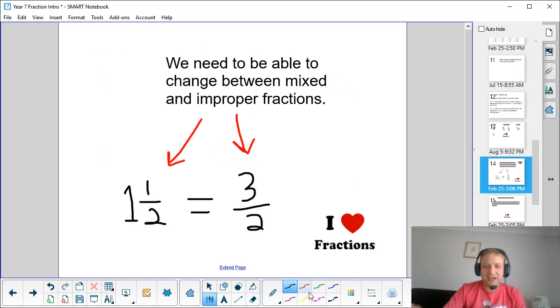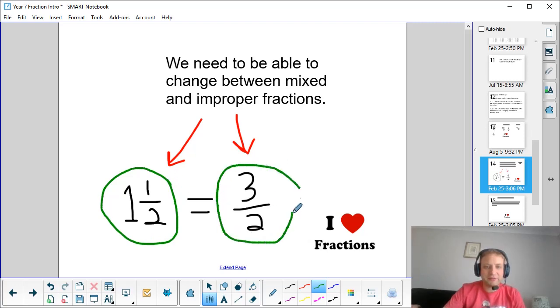All right, so what we're going to be getting into today is being able to change between these mixed and improper fractions. First go one way, then the other, because what we need to understand is that this value here, where I've got 1 whole and 1/2, and this fraction here, this improper fraction, where I've got 3/2, they are the same thing, they are the same amount, but we need to be able to convert between one and the other, so we can actually do maths with them.